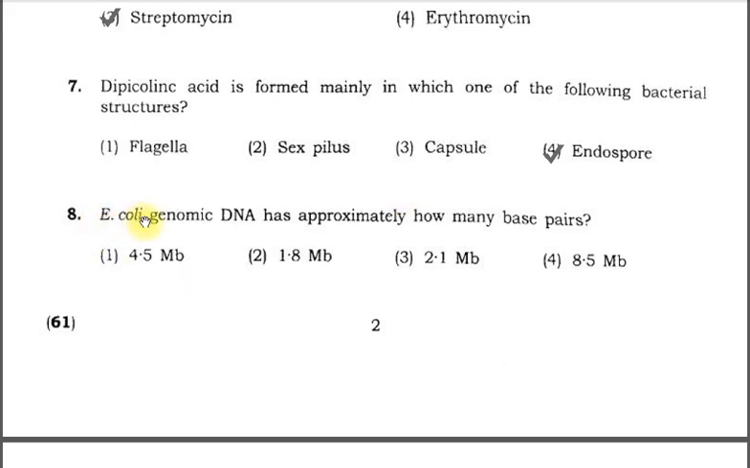Question number 8. E. coli genomic DNA has approximately how many base pairs? The options are 1. 4.5 MB, 2. 1.8 MB, 3. 2.1 MB, 4. 8.5 MB. 1 MB means 10 raised to power 6, that means 1 million bases. For E. coli, the number of base pairs is 4.5 MB.